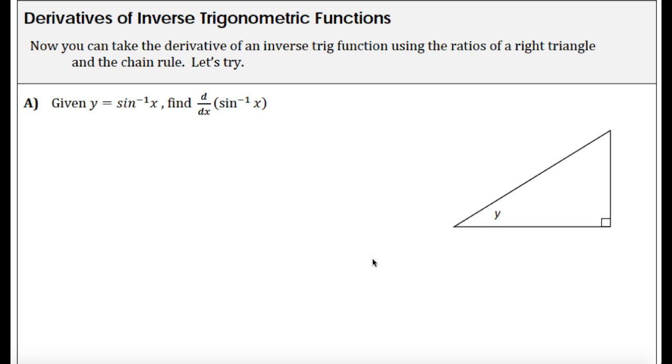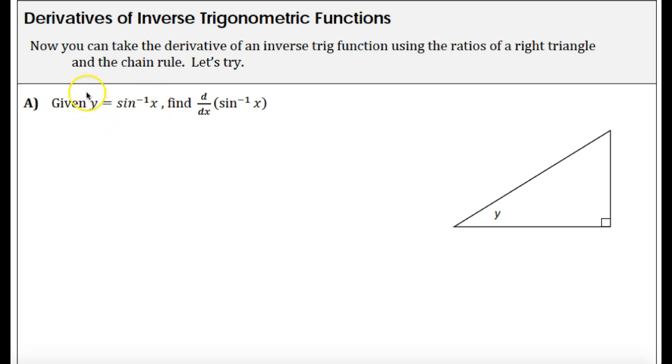All right, today we're going to take a look at derivatives of inverse trigonometric functions. So let's start by deriving some of these formulas, okay? After we derive them, you will just be able to use the formulas and memorize them, much like we've done with some of the other things. So let's start with inverse sine of x.